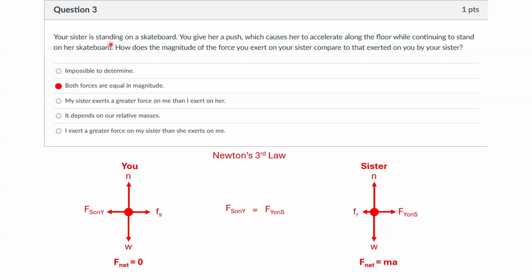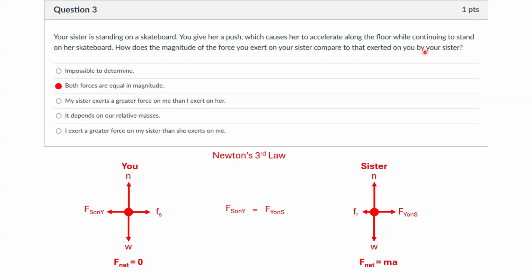skateboard, you're standing on the ground, you push your sister. She accelerates along the floor, you don't. The question is then, how does the magnitude of the force you exert on your sister compare to that exerted on you by your sister? And this is a simple question just to reinforce Newton's third law.